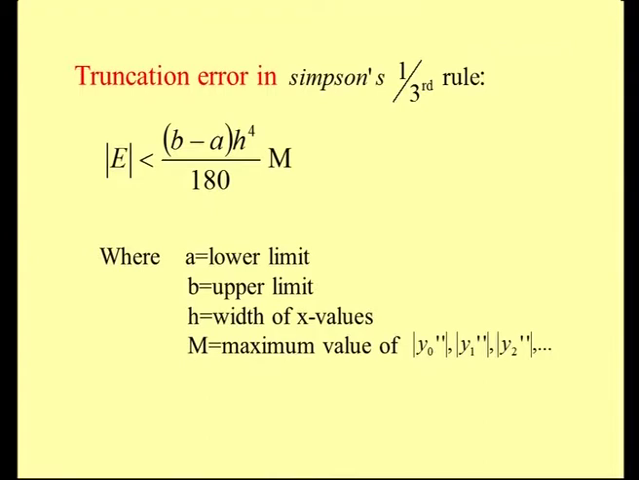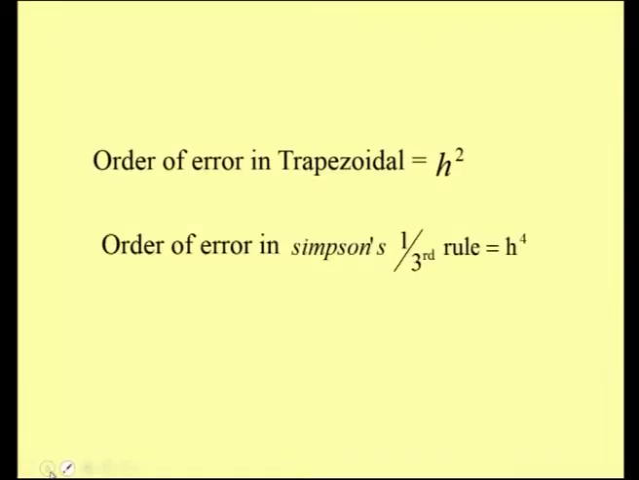Similarly, truncation error in Simpson's 1/3 rule is: modulus of E is less than (b minus a) times h to the power 4 by 180 times M. Here a is the lower limit, b is the upper limit, and h is again the width. All the other notations remain the same. So, we can see the order of error in the trapezoidal rule is h squared, whereas the order of error in Simpson's 1/3 rule is h to the power 4.